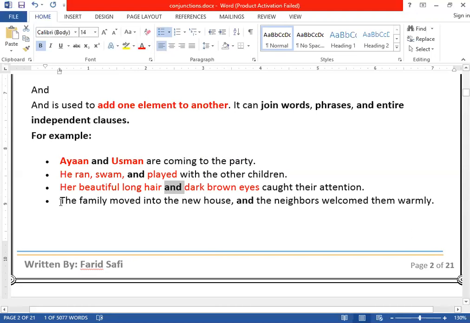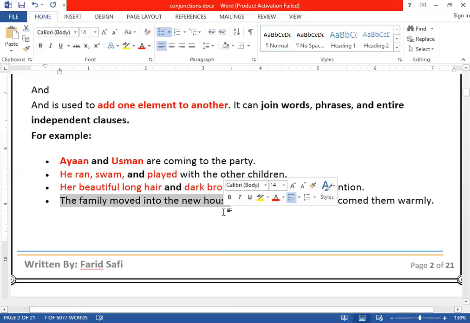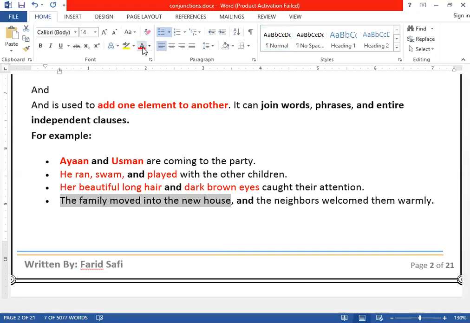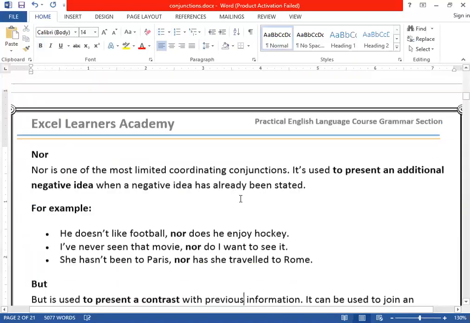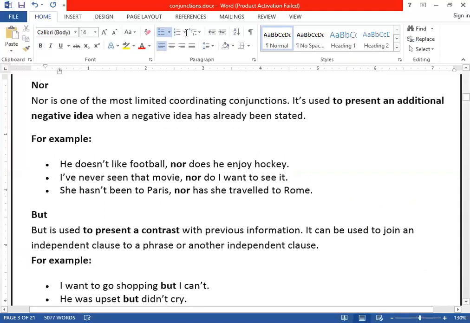The family moved into the new house. Clause. Which clause? Independent clause. The neighbors welcomed them warmly. Another independent clause. Can you see? This is one. This is another clause. Why do we call it a clause? Because we have subject and verb: the family, subject, moved, verb. Again, the neighbors, subject, and welcomed, verb. And it connects two independent clauses here. Are you getting it? Just to connect one element with another element, we use AND. The third one, we use the coordinating conjunction NOR, N-O-R.